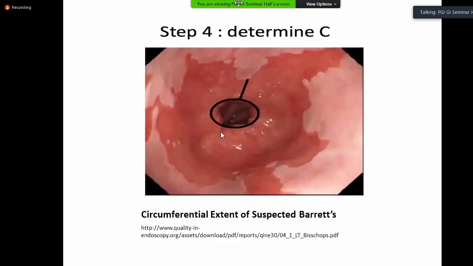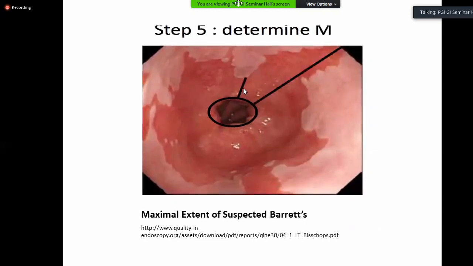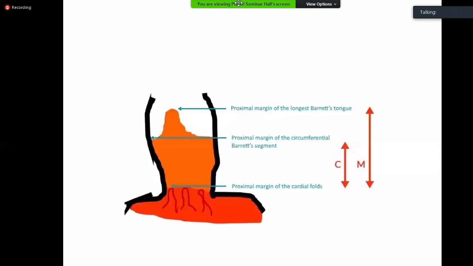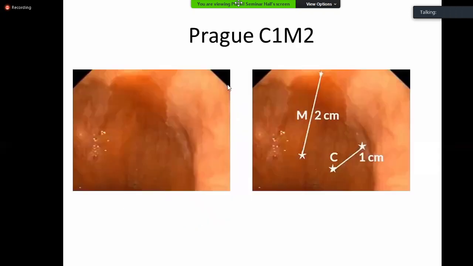look at the diaphragmatic pinch and identify the two lines. So this is the M, this is the C. So C1 and M6 will define the extent of the Barrett's esophagus. So this is 1 centimeter, this is 6 centimeters, C1, M6. This is one way of describing Barrett's esophagus. Again, in a different representation, this is called the Prague classification.